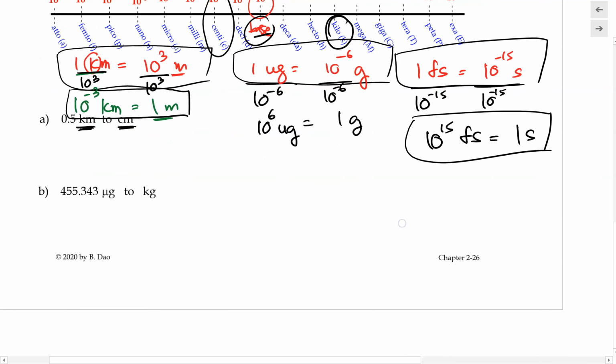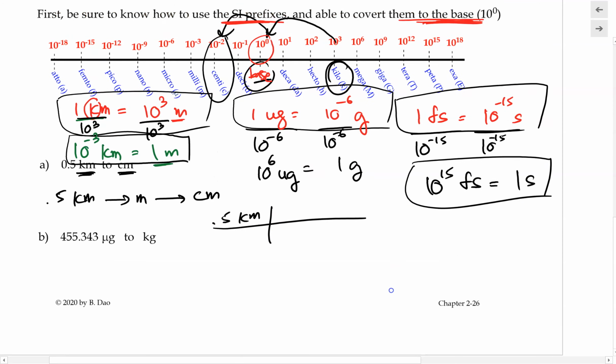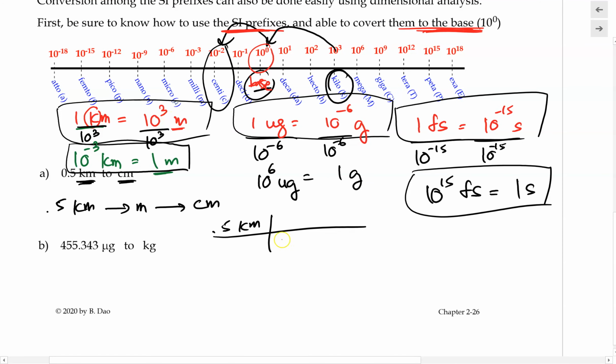Okay, so in this case, we can do the following. 0.5 kilometer, that is the starting unit. And first, we want to convert this into meter. And then once we have meter ready, we can then convert this into centimeter. And now when we set this up, 0.5 kilometer is the starting unit. Again, going back here, 1 kilometer, we want to put 1 kilometer on the denominator. And 1 kilometer equals 10 to the third meter. So therefore, we put 10 to the third meter on top.